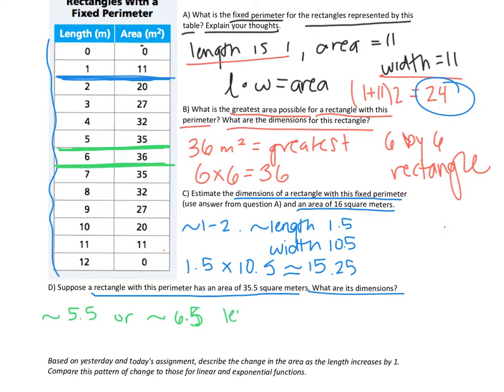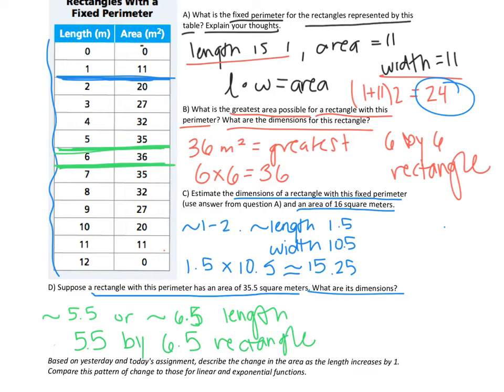Right? Would be its length. So if we went with 5.5, and of course we can kind of figure this out because it is between two different lengths. I know the other one can be its width. So the dimensions of this is a 5 by 5.5 by 6.5 rectangle.